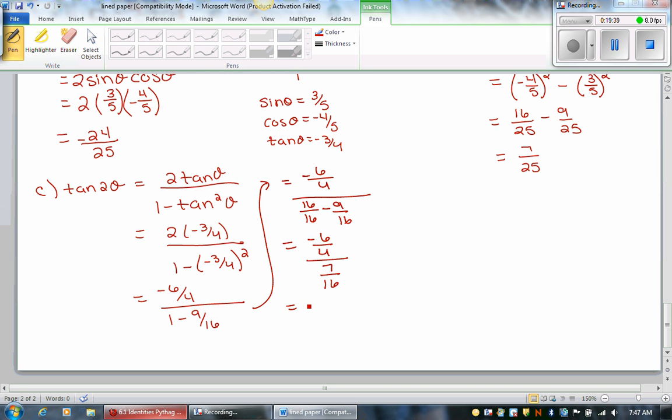So now we're dealing with a complex fraction, which we know we have to take the denominator and multiply the numerator by its reciprocal. My suggestion is to reduce here before we go any further, just to make things a little bit easier on ourselves. I know 4 goes into 16 4 times, so this becomes a 1 and it becomes a 4. And this winds up giving me negative 24 over 7.